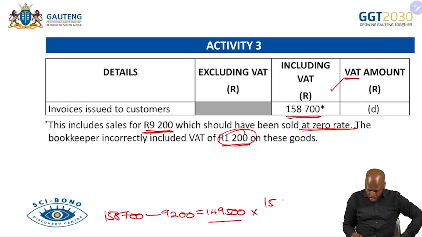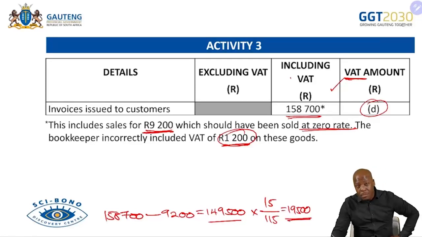Remember, here they have said D, and D is VAT. So I want VAT, and inclusive is 115. And then that should give me my answer. Okay? Anyone? Thank you. 19.5. That is my VAT.